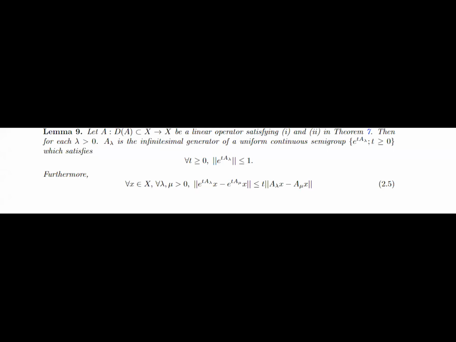Okay, so our next lemma says that A lambda generates a uniform continuous semigroup that we call exponential T A lambda. And this is a semigroup of contractions. So the norm of exponential T A lambda is less than 1. Furthermore, you have also the equality 2.5. All right, so try to prove first that A lambda is the infinitesimal generator of a uniform continuous semigroup.